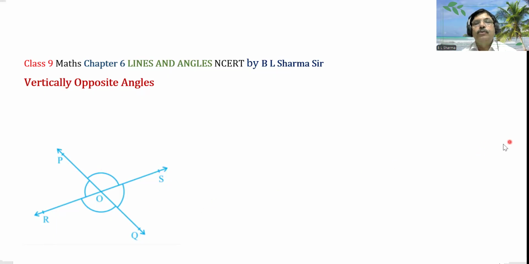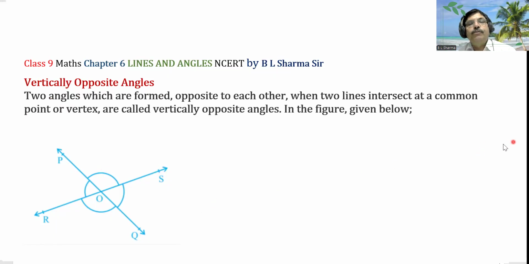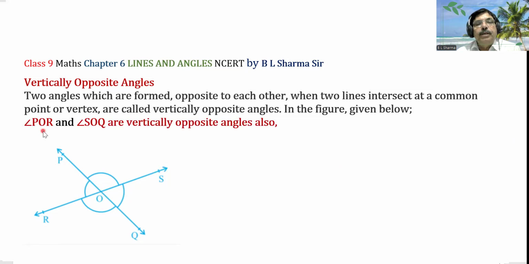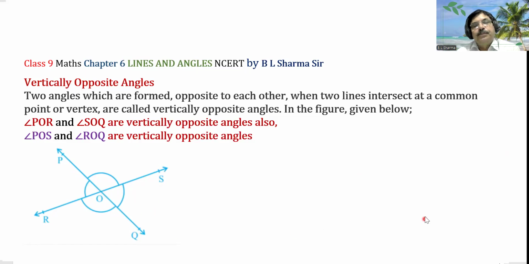These two angles are also called vertically opposite angles. So, what is the definition? Two angles which are formed opposite to each other when two lines intersect at a common point or vertex. Here, the common point or vertex is O, are called vertically opposite angles. Angle POR is vertically opposite to angle SOQ, and angle POS is vertically opposite angle to angle ROQ.